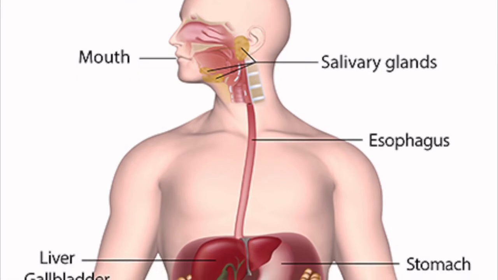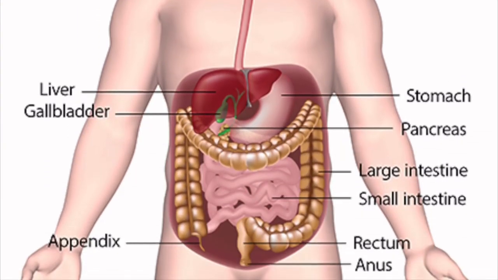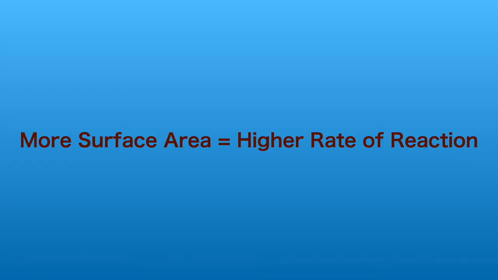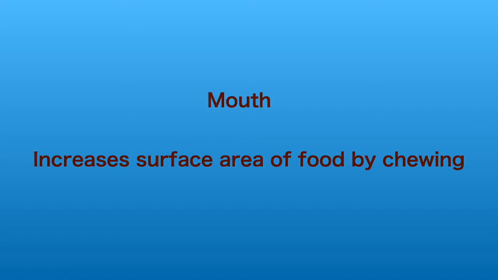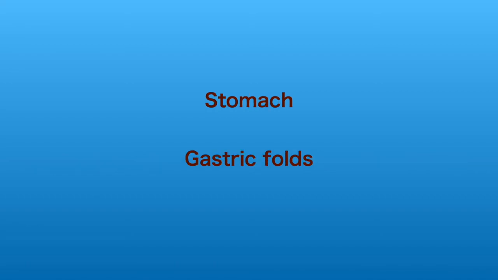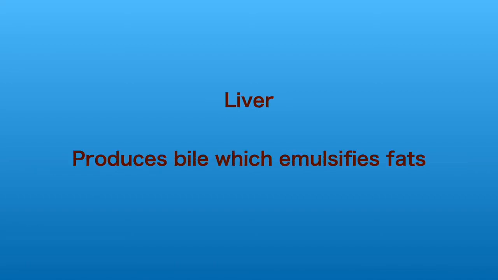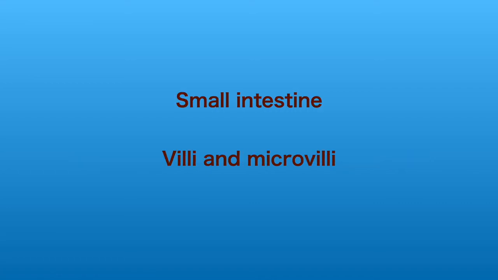As can be seen from the digestion process of all three macromolecules, the surface area is an important theme in digestion. The digestive system increases the surface area wherever possible. The organs that help with this include the mouth, which increases the surface area of food by chewing, the stomach, which has numerous infolds, the liver, which uses bile to emulsify fats, and finally, the small intestine, which is filled with villi and microvilli to speed up the digestion process.